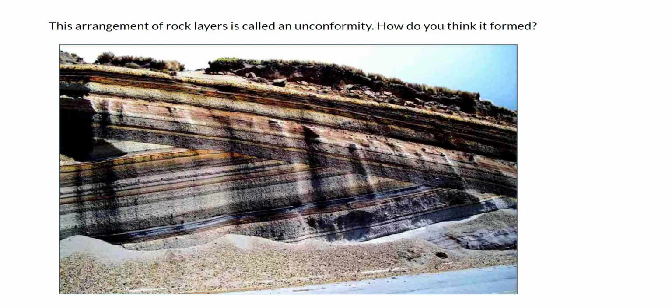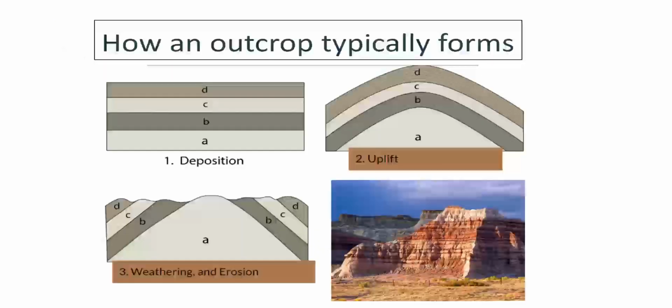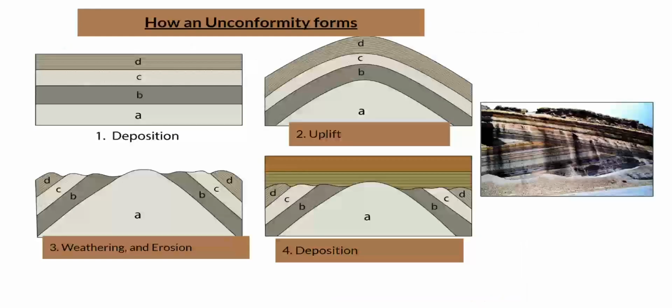So, unconformities form in a very similar way to outcrops, as we've seen. For an unconformity like this to form, we still have deposition of sediments to form sedimentary rock layers. There is uplift from plate tectonics still. There is weathering and erosion on the top, as usual, like an outcrop. But afterwards, over time, we deposit even more sediments to form even more sedimentary rock layers on the top. And that's what happened here. And this is what we call an unconformity.